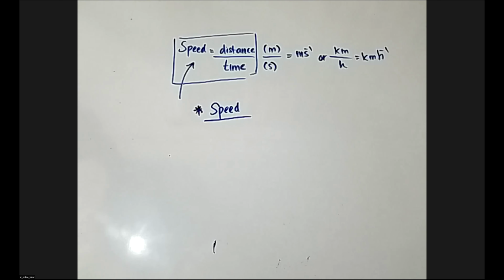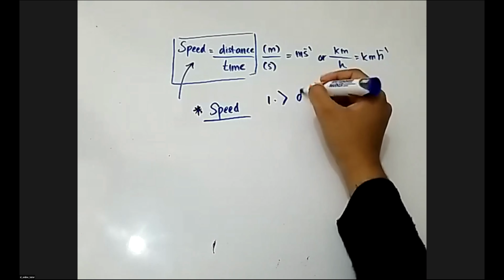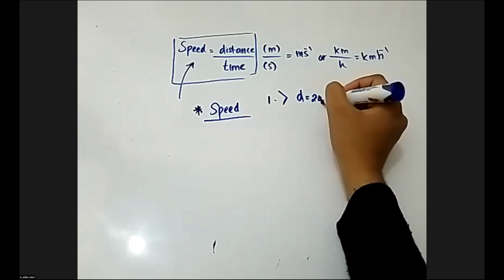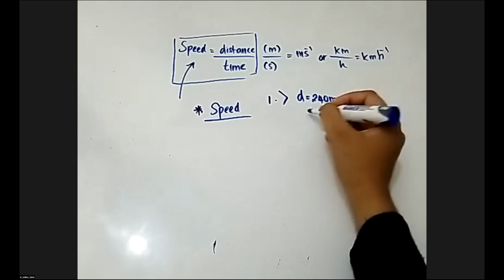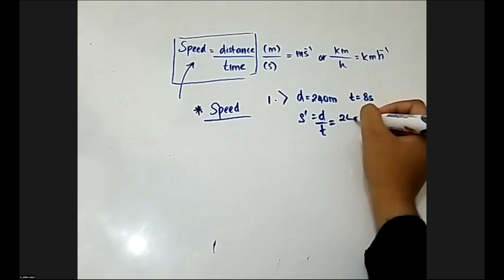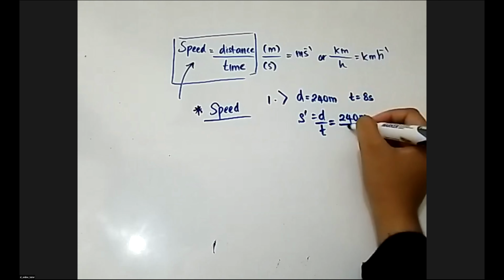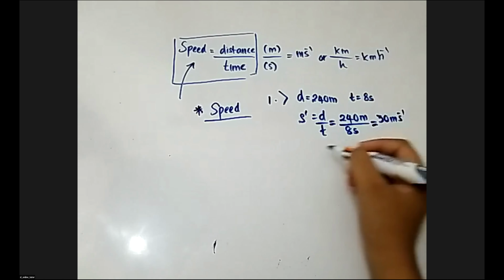Right. Now we'll see. Look at question number 1. It says distance. This is how you had to write the data: 240 meters, time is equal to 8 seconds. So speed is equal to distance over time. You can see 240 meters over 8 seconds. Now you can find the answer, that is 30 meters per second, which should be written.